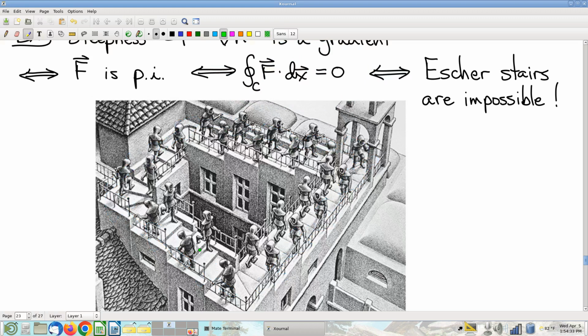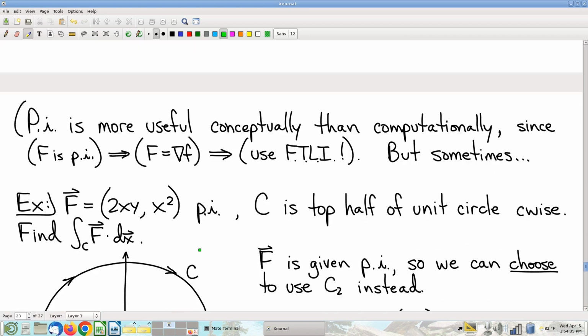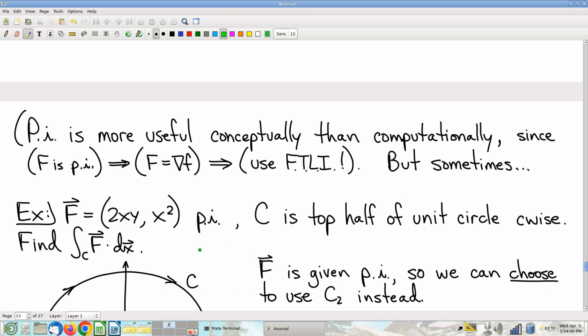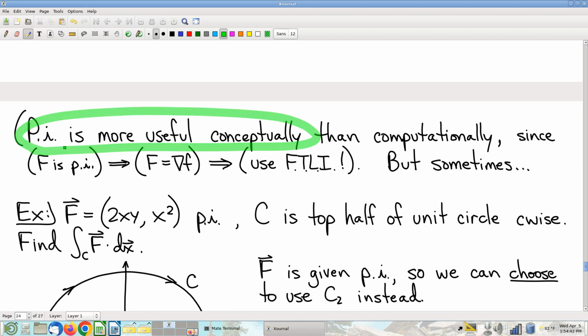Okay, let's see here. Moving along. So I claim that path independence is a really useful concept conceptually. Let me make a couple of quick comments about how path independence is useful as an idea. And I'm going to go back to what we said before about gradient fields. You may remember I pointed out that physicists like to use the term conservative. Why do they like to use the term conservative?